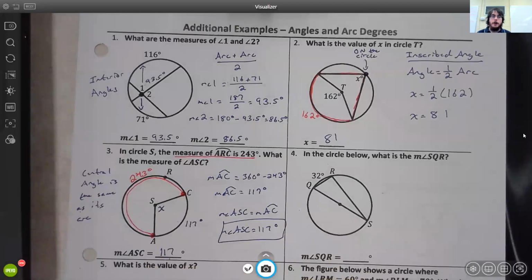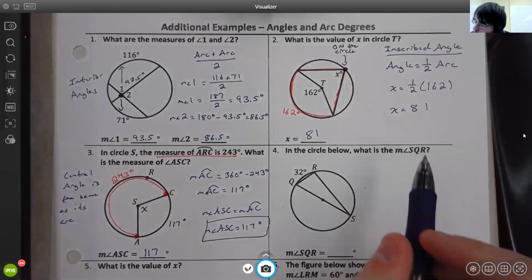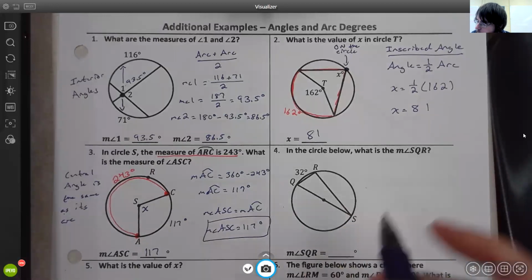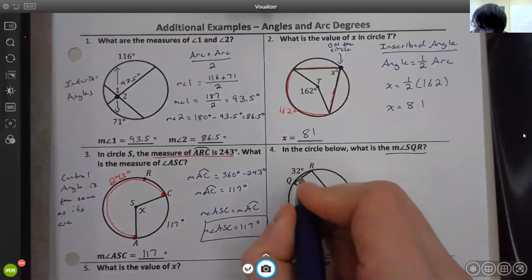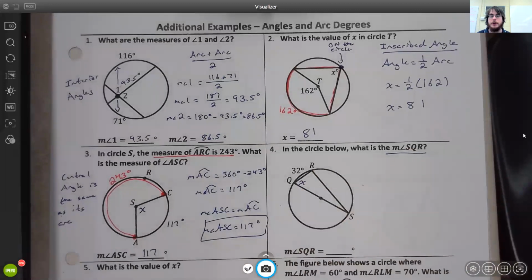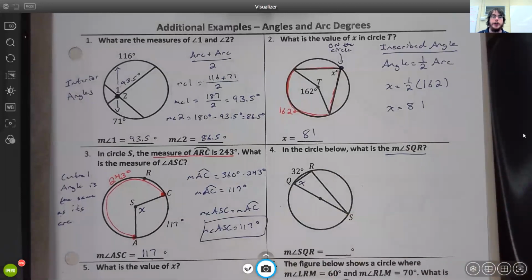All right, number 4. In the circle below, what is the measure of angle SQR? So we want to find the measure of angle SQR. So we go S to Q to R. The middle one is our vertex, so Q is here. And we're also given that QR is 32 degrees.